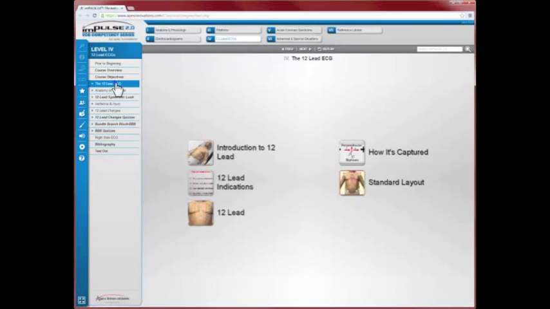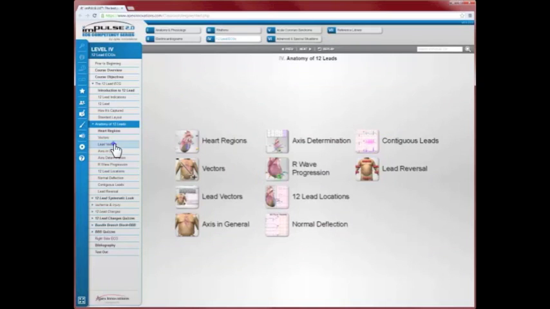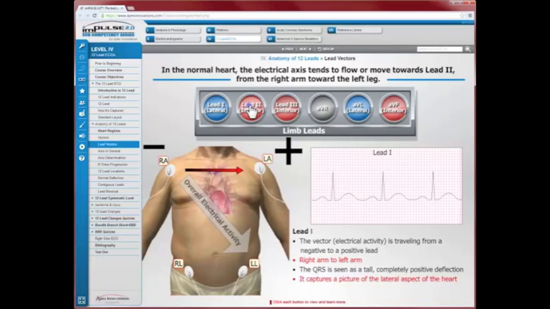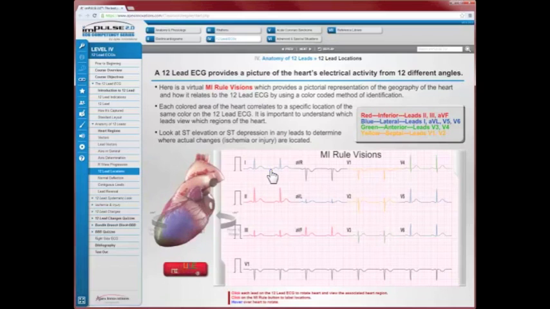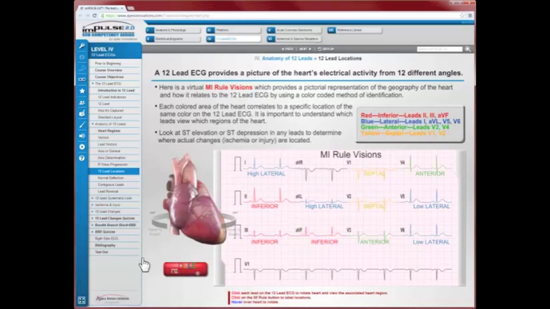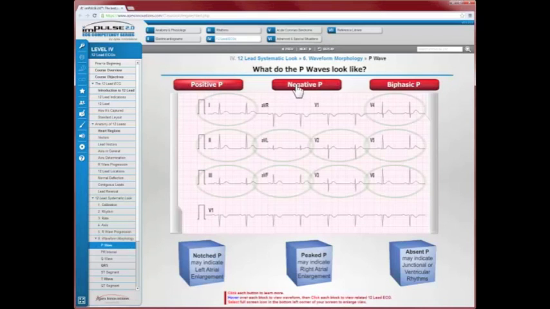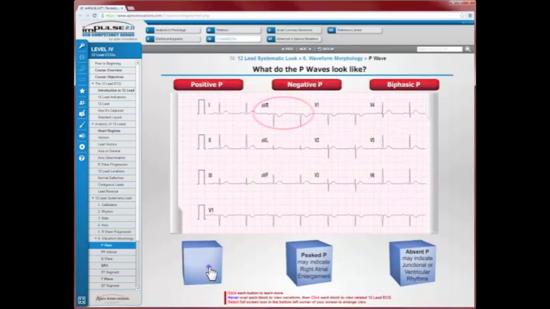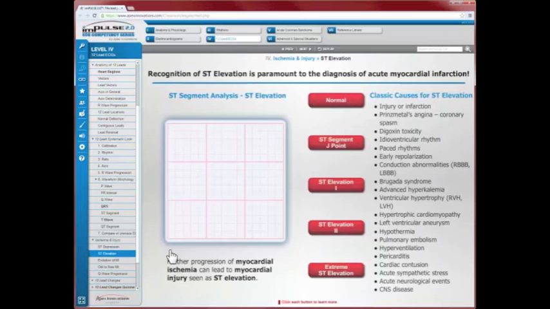Level 4 takes the mystery out of 12-lead ECGs and is the course you've been looking for. We begin with the basics. What is a 12-lead ECG? How is it captured? As well as when and why we perform them. Learn about ECG layout, waveform deflections, vectors, axis, and R-wave progression in a clear and concise manner.